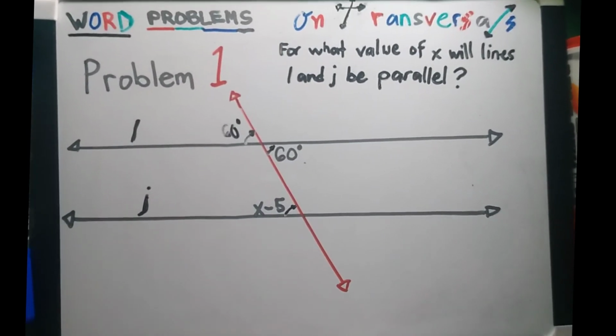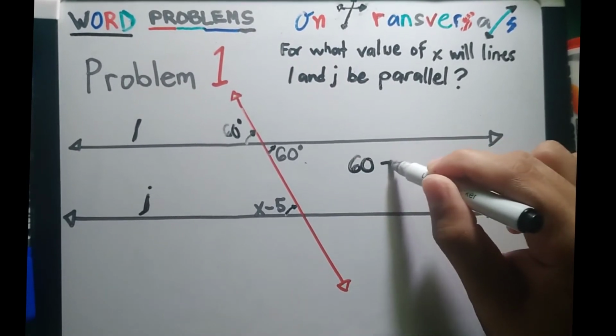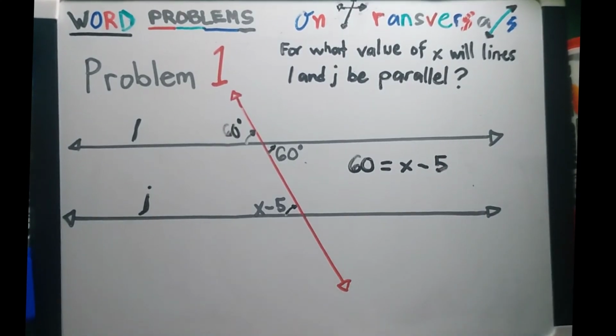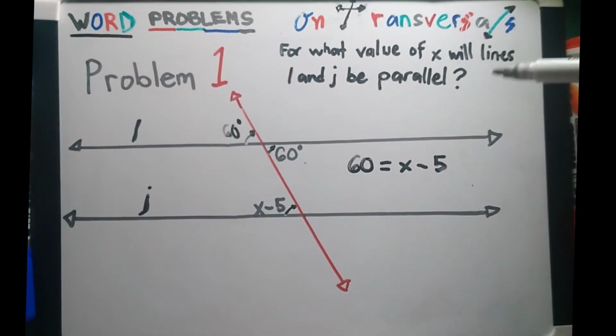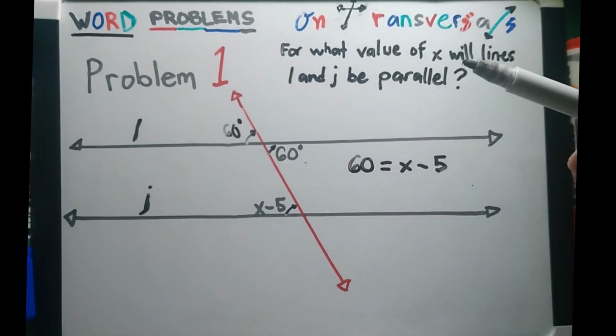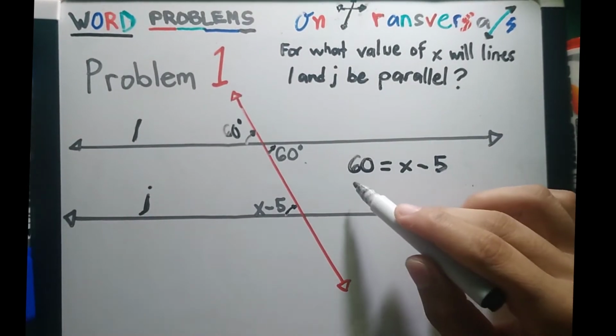So we can have the equation 60 is equal to x minus 5. Now, why did we equate the two given? These two angles we have proven to be equal because they are alternate interior angles. Thus, we have put them into an equation.